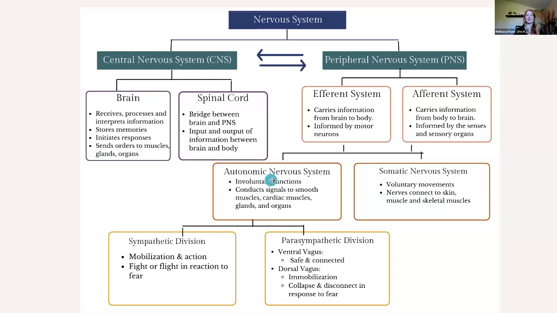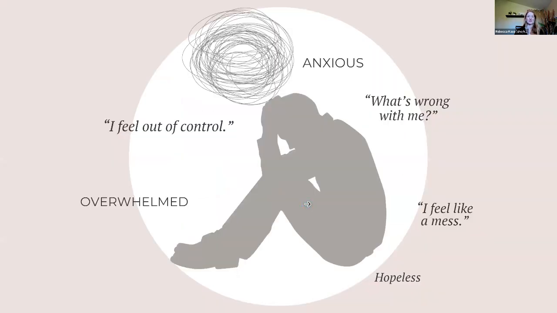Polyvagal theory talks about a branch of the nervous system known as the autonomic nervous system. I also sometimes think of it as your automatic nervous system. It's really just wired to respond without conscious rational thought or logic. And the autonomic nervous system, the focus of polyvagal theory, is broken into two additional divisions, your sympathetic and your parasympathetic branches. And we'll be talking about those here today.